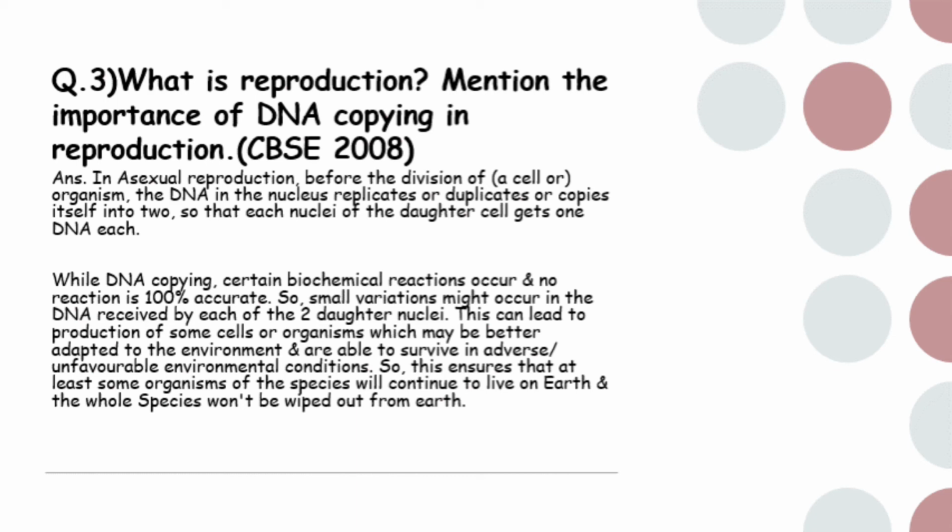Now, the DNA copying takes place with the help of certain biochemical reactions, and no biochemical reaction can be 100% accurate. So while DNA copying, there are chances that slight variations may occur in the DNA. And so these slight variations in the DNA are transferred to the two daughter nuclei. So these slight variations can lead to production of cells or organisms which may be better adapted to the environment and are able to survive in adverse or unfavorable environmental conditions.